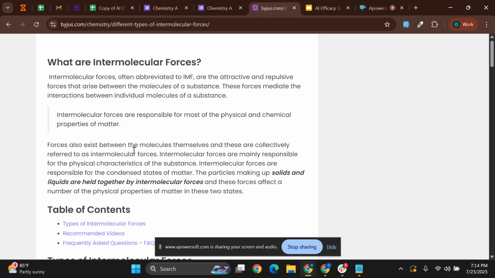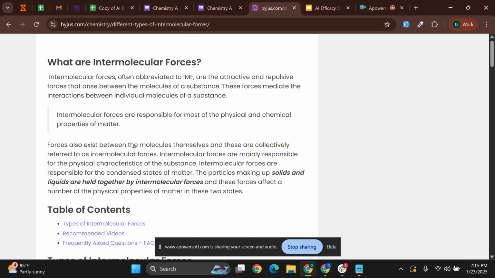What are intermolecular forces? Intermolecular forces, often abbreviated to IMF, are the attractive and repulsive forces that arise between the molecules of a substance. These forces mediate the interactions between individual molecules of a substance. Intermolecular forces are responsible for most of the physical and chemical properties of matter.